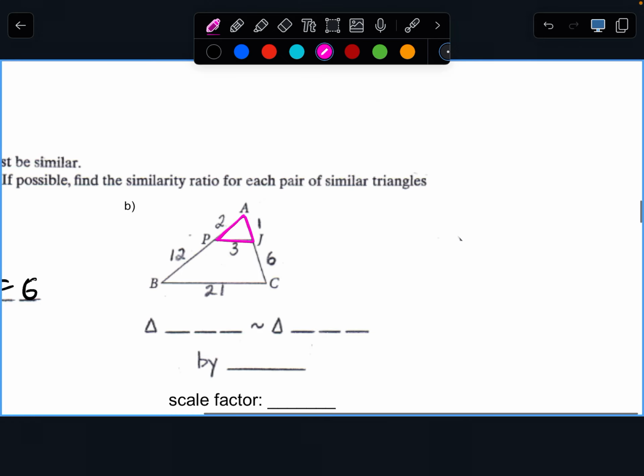is make sure you're paying attention to, okay, I've got a little guy, 1, 2, 3, and then I have this bigger one. Let's see.